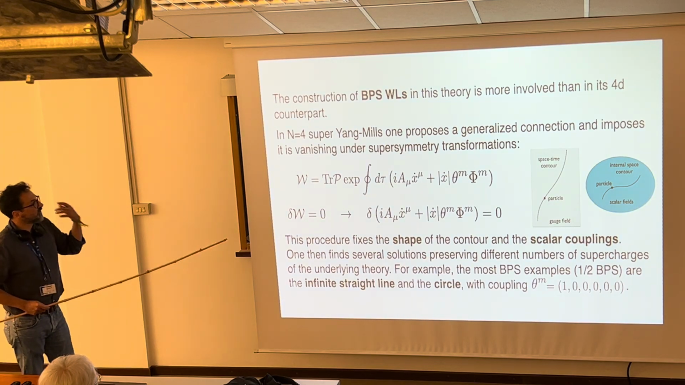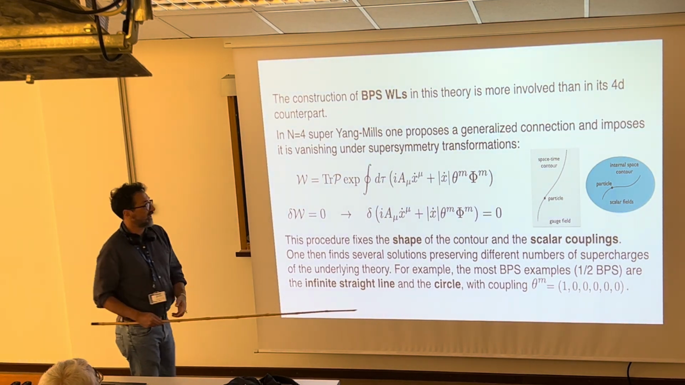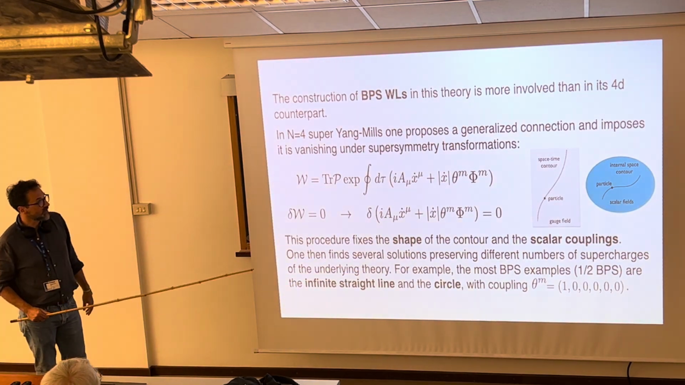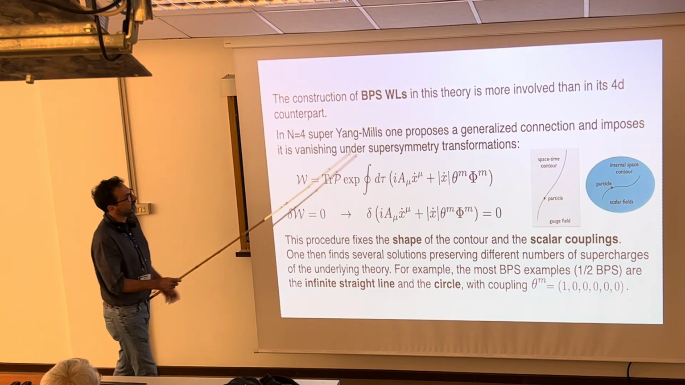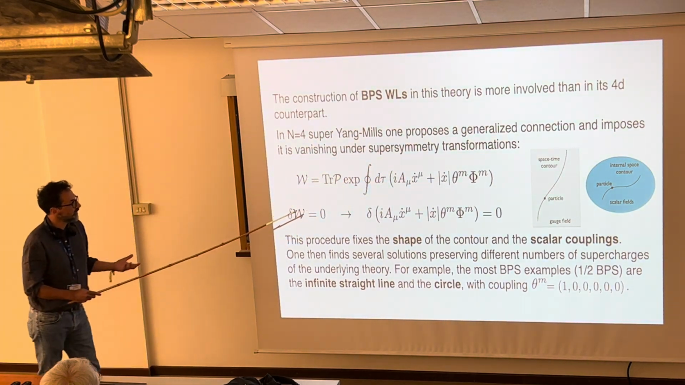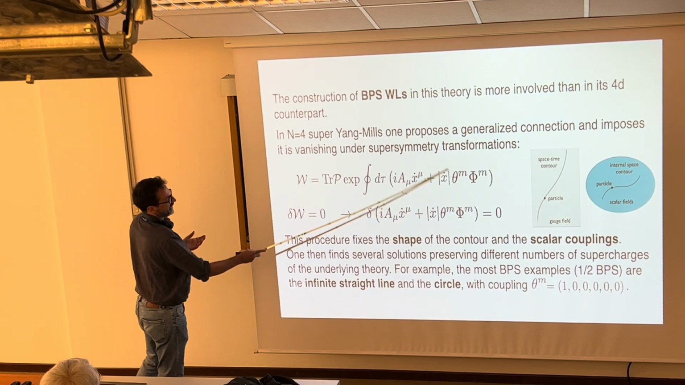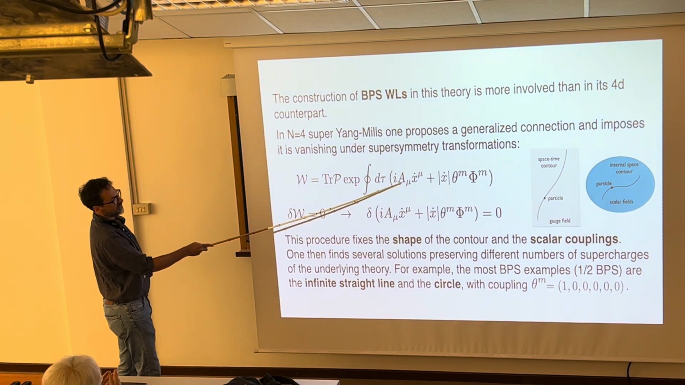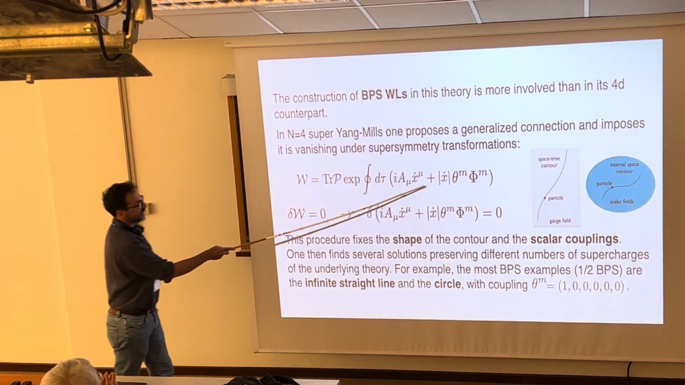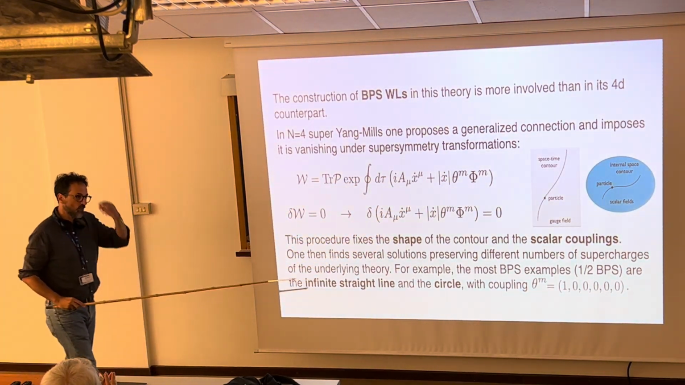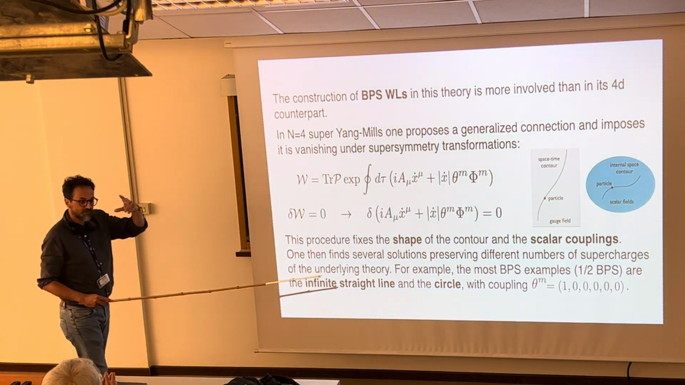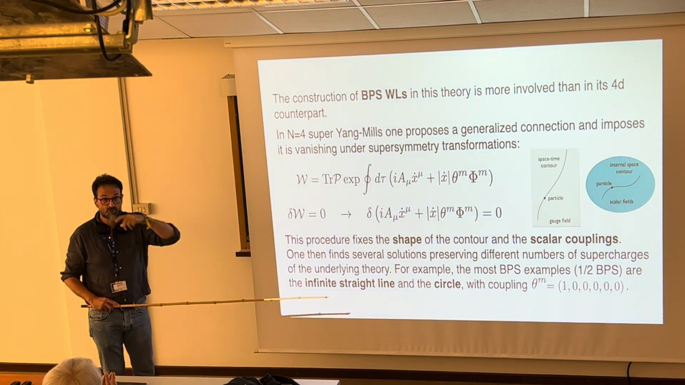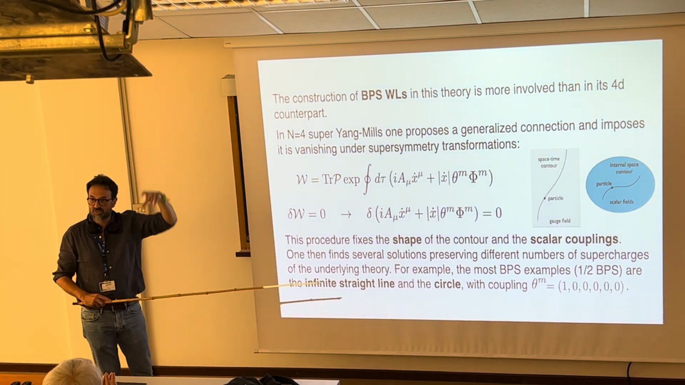Okay, so how do we construct BPS Wilson loops in ABJM? So this is more complicated than what you do in N=4 super-Yang-Mills. So in N=4 super-Yang-Mills, the way you construct BPS Wilson loops is the following. You take some generalized connection like this, in which you couple the operator both to the gauge field, as you would usually do, but also to the scalars of the theory. One way to understand this is to remember the 10-dimensional origin of N=4 super-Yang-Mills, in which you have N=1 super-Yang-Mills in 10 dimensions.